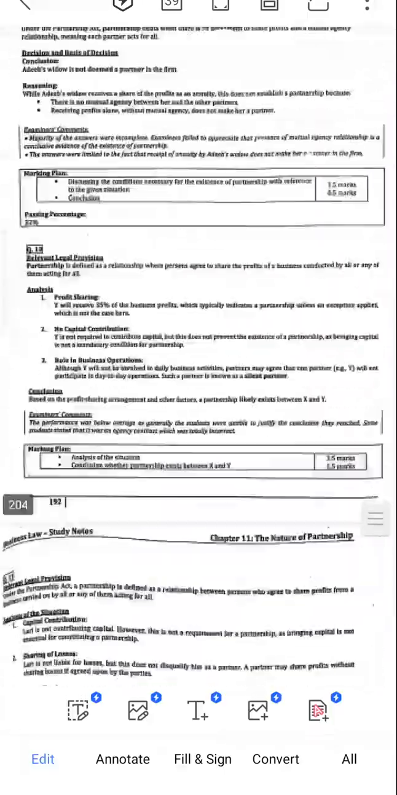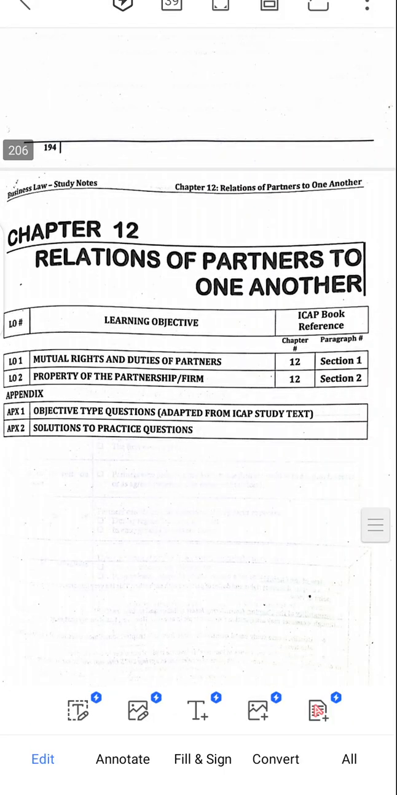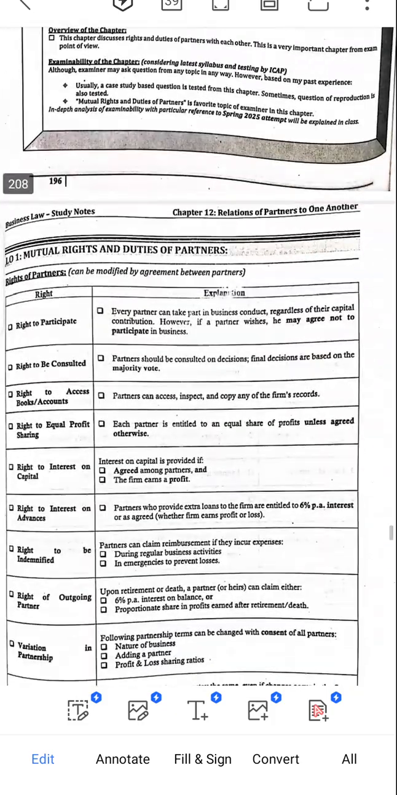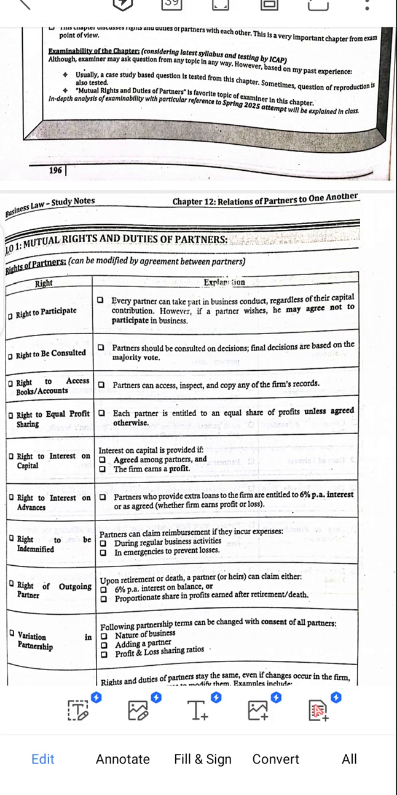Now we are moving to the next chapter, that is about the mutual rights and duties of partners, or the relations of the partners to one another. So what are the mutual rights and duties of partners? Rights of partners can be modified by agreement between partners. So all the rights must be written in the agreement or modified in the agreement.